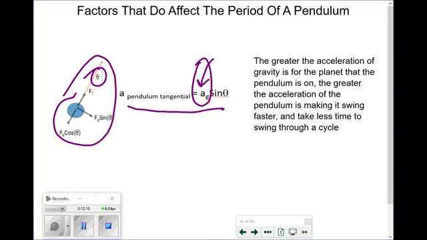This is why if you had a pendulum clock that's swaying back and forth on the planet Earth and it kept perfect time, and then you took that clock to the moon, it would actually run wrong. The pendulum would swing too slow. The clock would run slower than it should, for the very simple reason that the acceleration due to gravity on the moon is much less than that on the Earth.